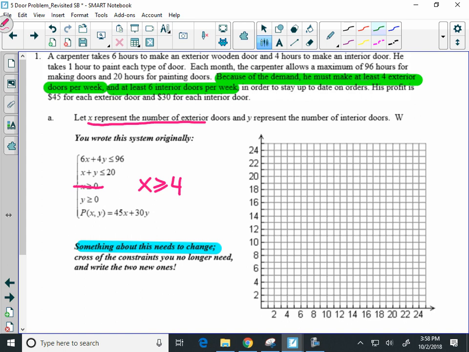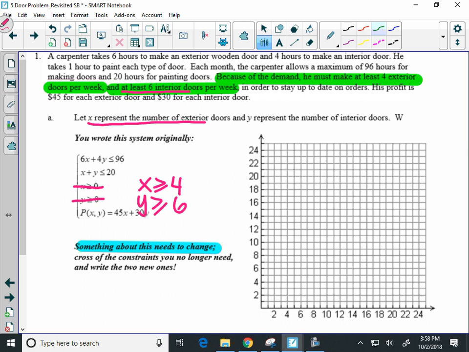Remember, we wrote that because we said we had to have a positive number of doors, whereas this one we just wrote means you have to have a minimum of 4 exterior doors created. Same thing with at least 6 interior doors. You need to write the equation Y is greater than or equal to 6, which replaces that other one. Now that I have these constraints, there are 4 different equations, 2 new ones and 2 of the same.